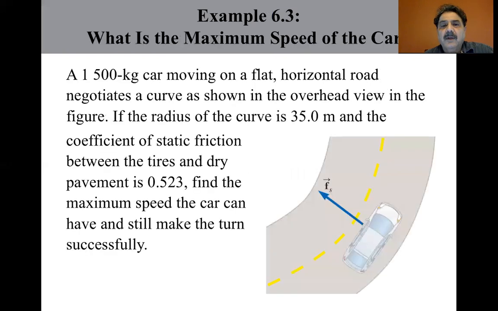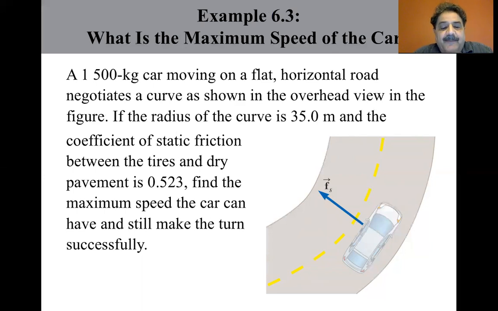Now, let's look at this problem. What is the maximum speed of the car? A 1,500 kilogram car moving on a flat horizontal road negotiates a curve as shown on the overhead view in the figure. If the radius of the curve is 35 meters and the coefficient of static friction between the tires and the dry pavement is 0.523, find the maximum speed the car can have and still make the turn successfully.